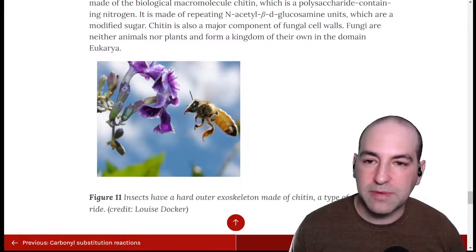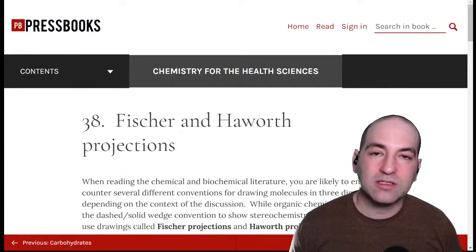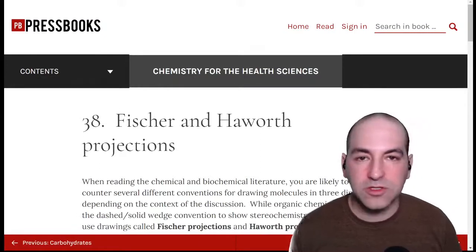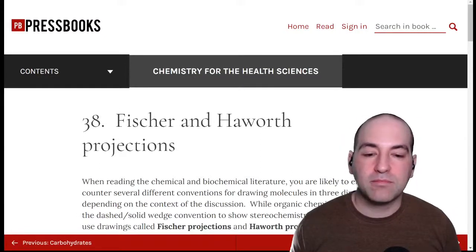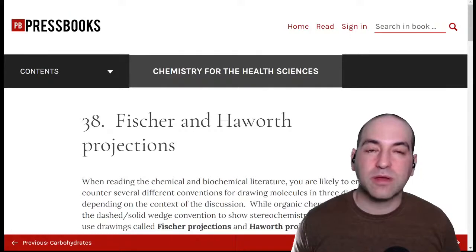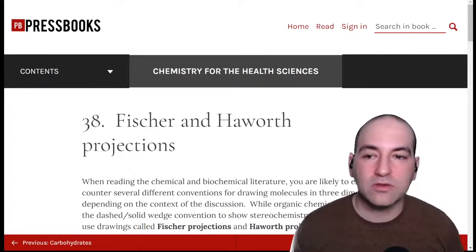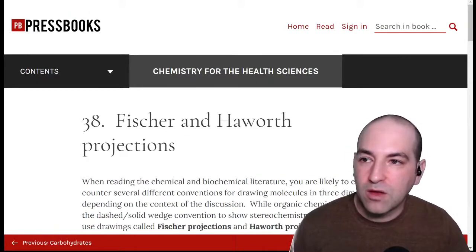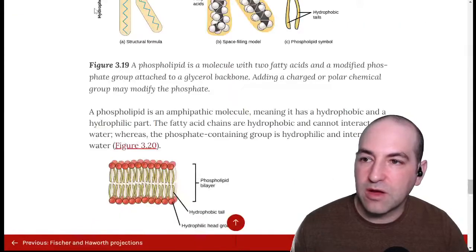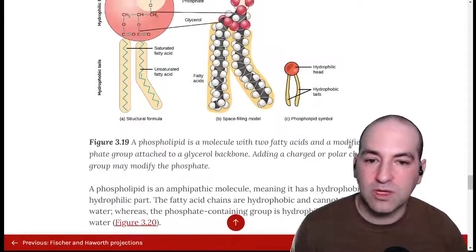So that's basically carbohydrates. Just to review, lots of OHs. They can have a ring structure or a straight structure. And then you can have monosaccharides, simple sugars, or disaccharides, which are also kind of simple sugars usually. And then polysaccharides, which sometimes we call complex carbohydrates or starch or cellulose. We're not going to get into Fischer and Haworth projections in this class. We're just going to leave it at that.